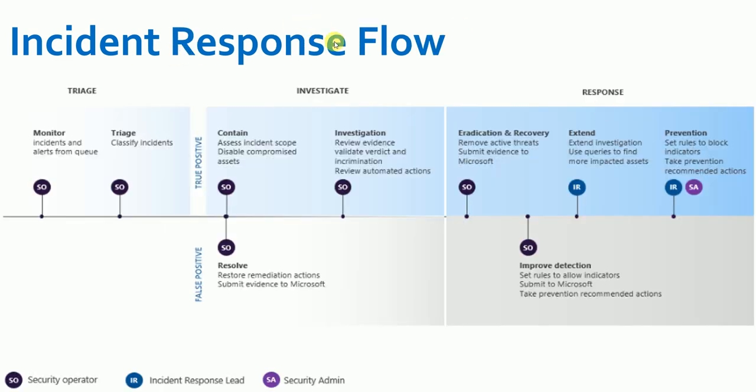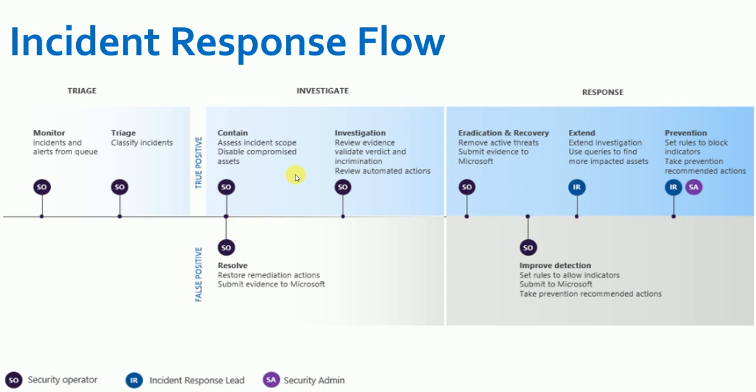So the incident response flow, how the flow is working. You can just pause the video and read it. So this is triage, investigate, and the response. For any incident, there are three stages: triage, investigate, and then the response. In the triage, monitor incidents and the alerts from the queue, and classify the incidents, so that comes under the triage. And then it will investigate like a true positive.